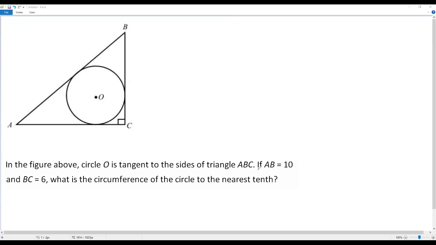Okay, now to get the circumference of the circle, we need the radius of the circle. Once we get the radius of the circle, we can use the formula 2 times pi times r to get the circumference of the circle. Okay, for that, let me consider the given information.